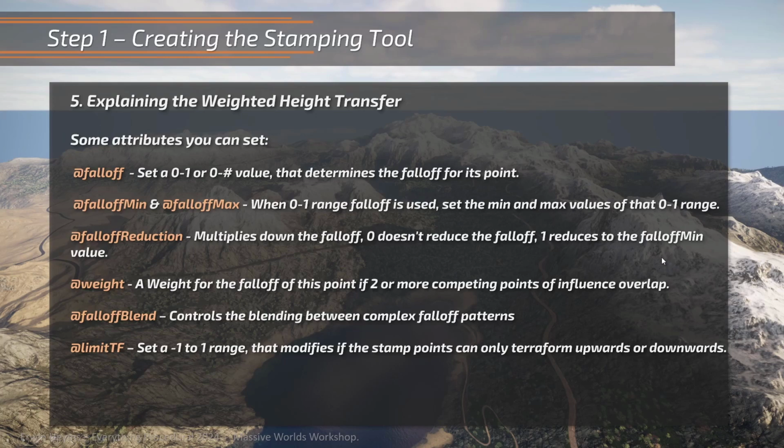Now the most important variables that we are going to be using here are the fall-off minimum, maximum, and reduction values. If we set a minimum and maximum range, then the fall-off reduction acts like a 0 to 1 range and pushes down the influence of the fall-off. So if we set it to 0, it will use the fall-off maximum. If it's set to 1, then it will use the fall-off minimum. In that sense, it acts like a linear interpolation between the minimum and maximum fall-off using an inverse multiplier. Let's go back to Houdini.